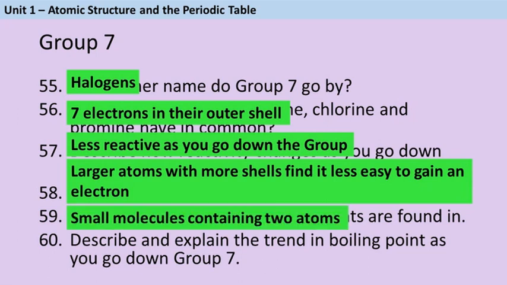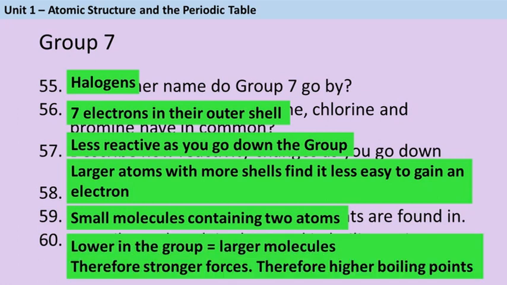Group 7 elements are found in small molecules consisting of pairs of atoms covalently bonded together. As you go down group 7, the boiling point rises, so whereas fluorine and chlorine are gases, bromine is a liquid, and by the time you get to iodine, it's actually a solid. This is because between the molecules, there are weak intermolecular forces of attraction. And as we know, as molecules get larger, so do their weak intermolecular forces of attraction. So the forces between molecules of iodine are stronger than the forces between molecules of fluorine. Therefore, it takes more energy to overcome those forces, and whereas there is enough energy at room temperature to overcome the forces in fluorine, there isn't enough energy to overcome those slightly larger forces between iodine molecules.